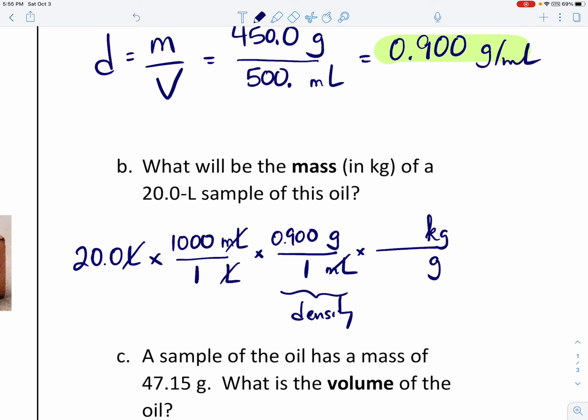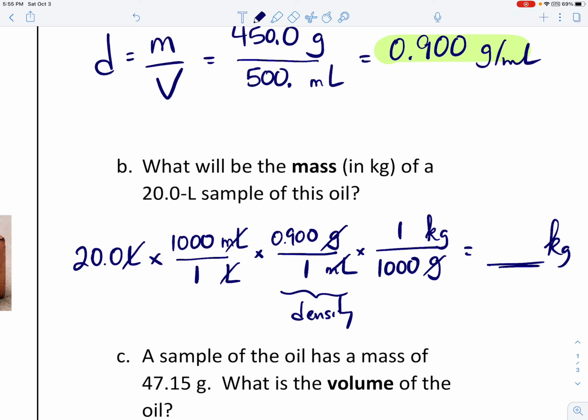Looking at the units, liters cancel, milliliters cancel, grams cancel. We're going to get an answer in kilograms, which is what it asked for. The recipe for kilograms and grams, like milliliters and liters, everybody should just know. 1 kilogram has 1,000 grams.